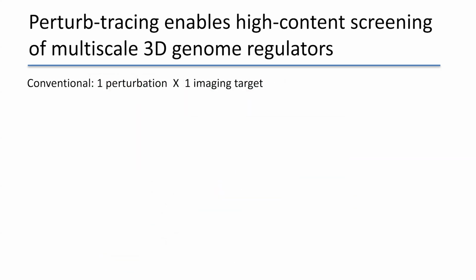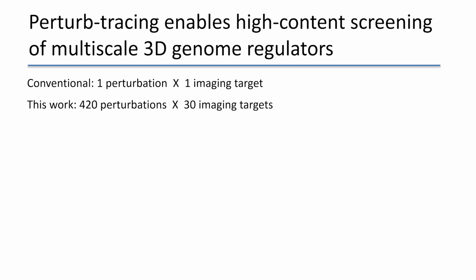As a comparison, in a conventional perturbation experiment, people usually perturb one gene and image one target to observe phenotypic changes. In our work, we have 420 perturbations introduced into single cells in a pooled fashion and have 30 imaging targets imaged in each single cell.